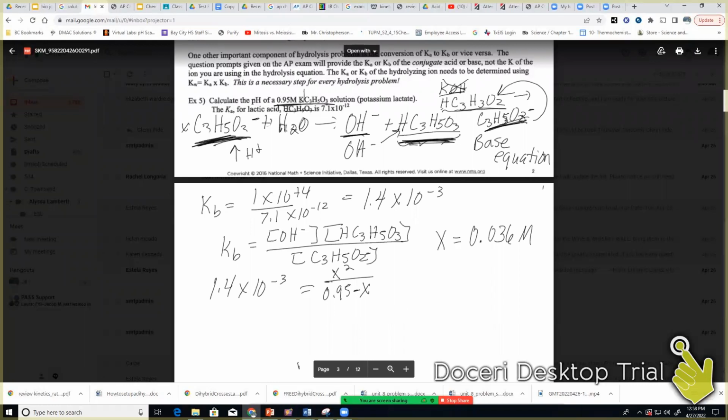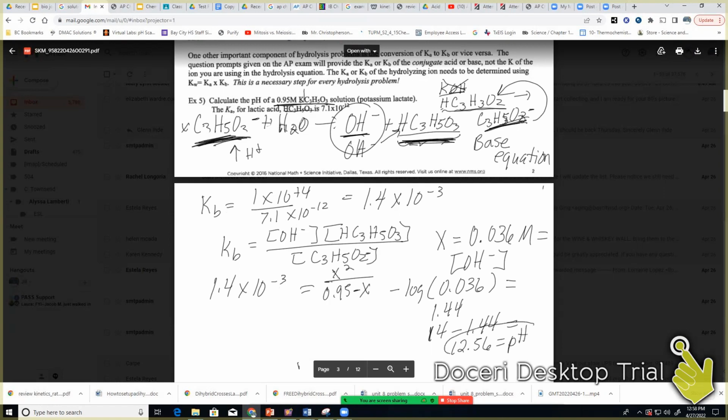All right. But you've got to remember this one is your hydroxide concentration again. So once again, you've got to go through all that. I'm going to take the negative log. And when I do that, that's going to give me actually my pOH, which is 1.44. And then 14 minus 1.44 is going to give me 12.56, which is going to be equal to my pH.